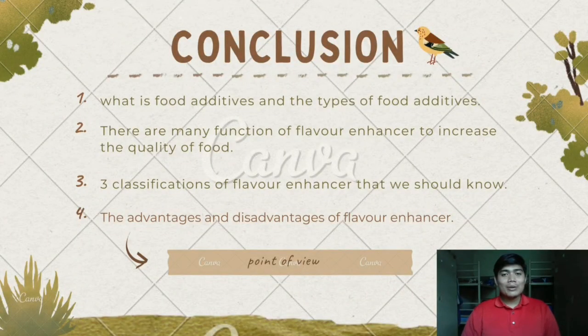As a conclusion, what we can learn from our lesson today is what food additives are and the types of food additives. Next, there are many functions of flavor enhancers to increase the quality of food. Besides that, there are 3 classifications of flavor enhancers that we should know. And last but not least, we learned about the advantages and disadvantages of flavor enhancers. That's all from us. Thank you very much.